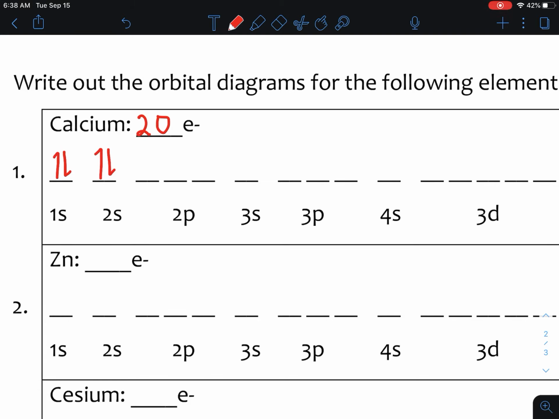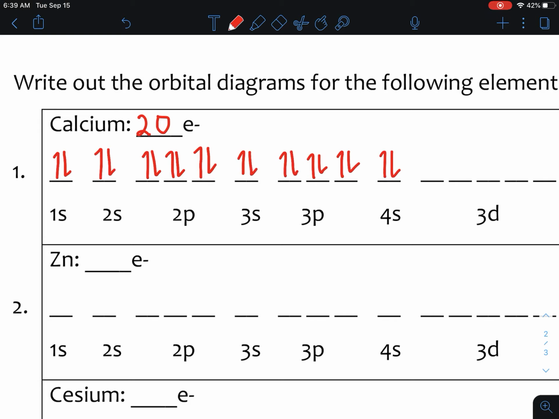3, 4. And then remember, using the Pauli exclusion principle and Hund's rule, we don't double up until we get all of these orbitals full of 1 electron. So that's 1, 2, 3, 4, 5, 6, 7, 8, 9, 10, 11, 12, 13, 14, 15, 16, 17, 18, 19, and 20. So that's 20 electrons that we have for calcium.